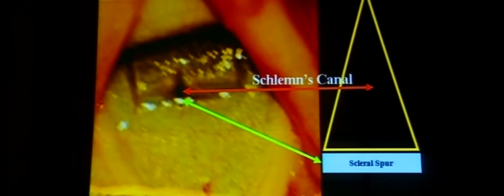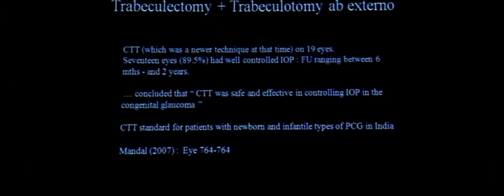So here you can see they've raised a triangular flap, a deep scleral block is marked, and just anterior to the scleral spur is Schlemm's canal, which can actually be cannulated with the Harms trabeculotome. What they observed was that in 19 eyes, in 17 eyes the intraocular pressure was well controlled for a period of 2 years without any medication, leading them to conclude that the combined procedure was safe and effective in controlling intraocular pressure in congenital glaucoma.